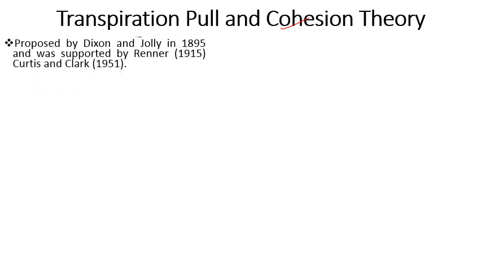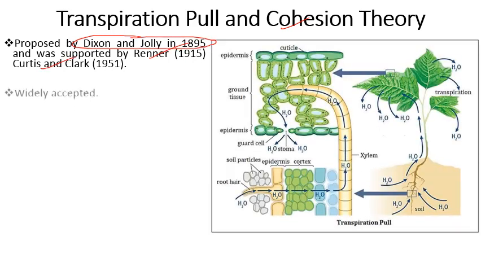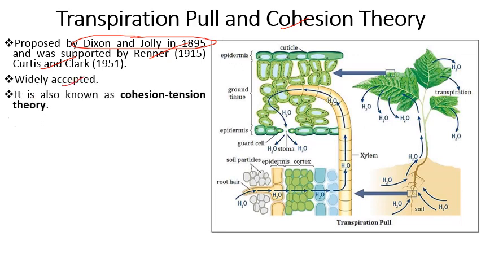The next important physical force theory is transpiration pull theory and cohesion tension theory. This is the most accepted theory of ascent of sap and was proposed by Dixon and Jolly in 1895, supported by Renner in 1915, Curtis and Clark 1951. This is a widely accepted theory. It is also known as cohesion tension theory.